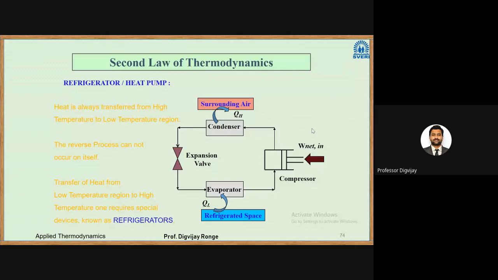Next is about refrigerator and heat pump. Okay. So heat is always transferred from high temperature to low temperature region. That's what you are studying in the heat and mass transfer subject. But if you want to change the direction, if you want to transfer the heat from low temperature to high temperature, in that case you need an external work. The reverse process cannot occur on its own. To transfer the heat from a low temperature region to a high temperature region, one requires special devices known as refrigerators.